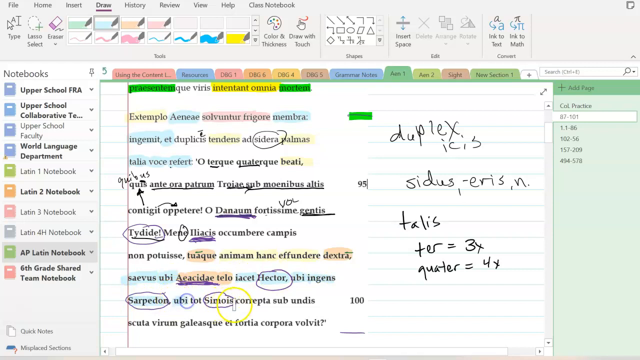whatever rivers do, where Simois, another river, rolls so many shields of men snatched under its waves, participle correpta, describing the scuta. Shields of men snatched under its waves, and helmets, and brave bodies. It rolls these things, the shields and the helmets and the bodies. The shields are described as of men and snatched under the waves. And the bodies are described as brave.